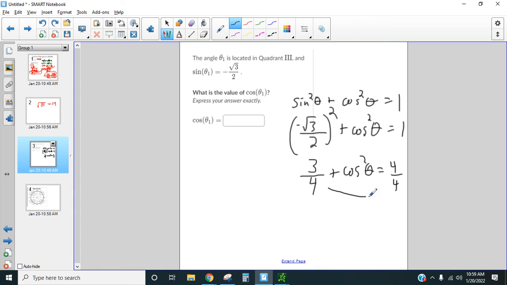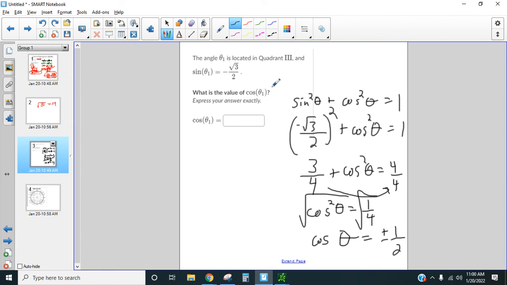If I'm solving this, I'm going to move 3/4 to this side. When I do that, I'm subtracting. So 4/4 minus 3/4. We got 1/4 left over. There's one last step. What's that step? Square root both sides. When you square root a fraction, you square root the top and the bottom. So, the cosine is, oh my goodness, either positive or negative a half.